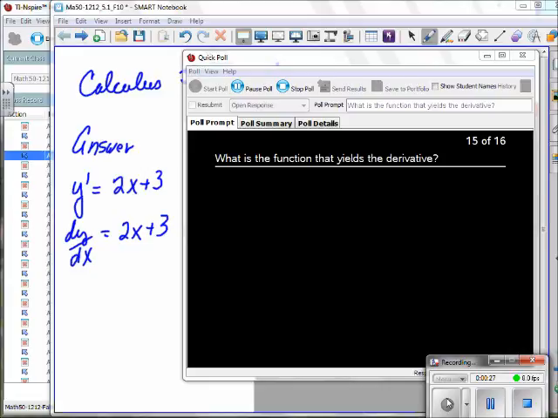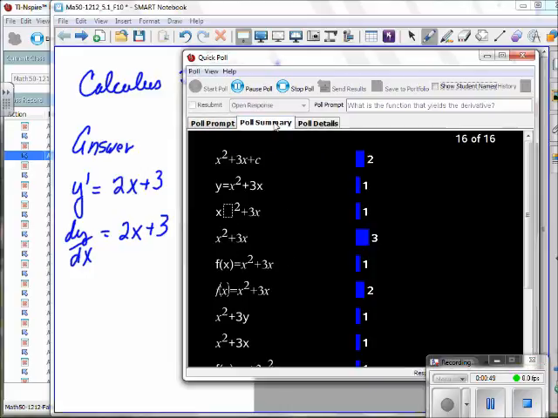Okay, so let's see. Kim's pushing buttons there, so we'll let her finish here. And as we're waiting, are you thinking, why did the rule I know work? Or if you don't know the rule, could you tell me what you were thinking? Okay, so let's see what we've got here as answers.